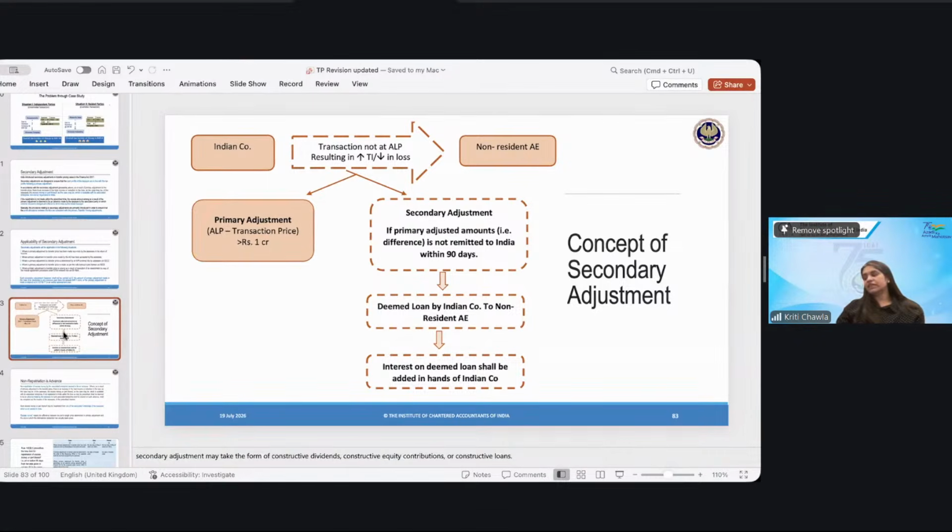So this is where they say that if there is an Indian company and they have transacted with a non-resident AE, and the transaction is not at ALP, resulting in an increase in total income or reduction in total loss, and there is a primary adjustment of more than 1 crore rupees, then secondary adjustment will come into play. And if the amount is not remitted to India within 90 days, then this is like a deemed loan by the Indian company to the non-resident AE. And then there will be interest on this deemed loan, and it will be added in the hands of the Indian taxpayer.